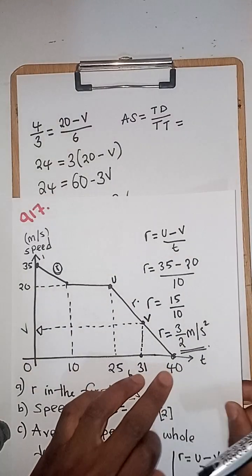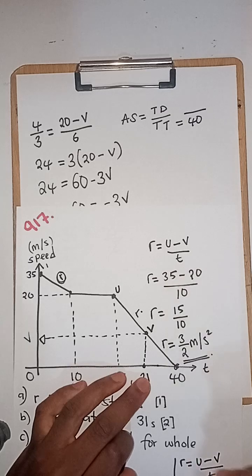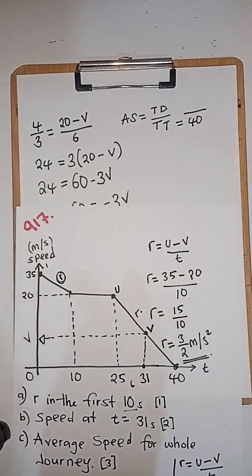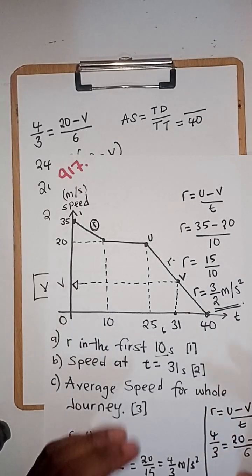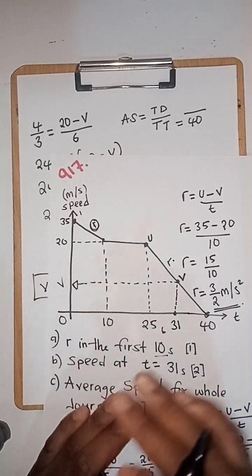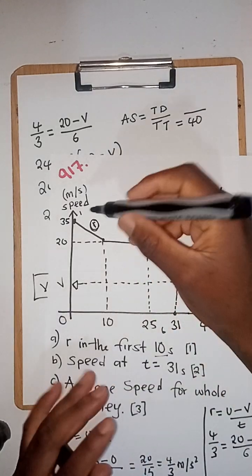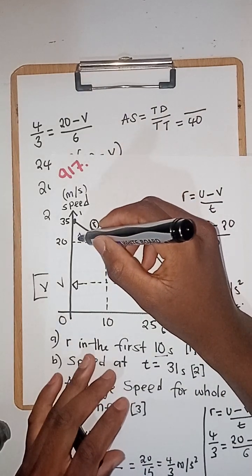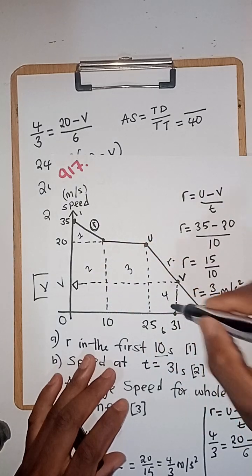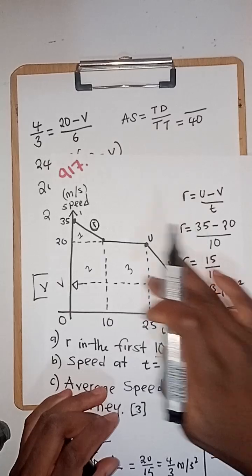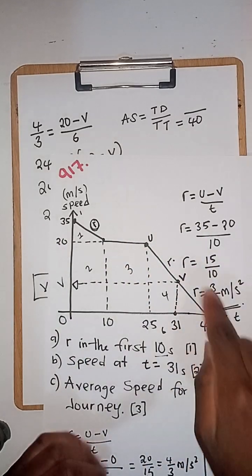So here the time is 40, but we don't have the distance. So it means we have to find the distance. Now to make it easier, here we have many shapes. You can form a trapezium. Look at this. You can form this as number 1, this as number 2, number 3, and number 4. Don't mind this line here, we're using it to find this speed here.